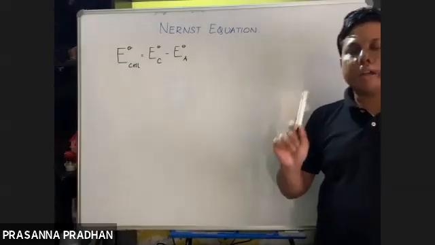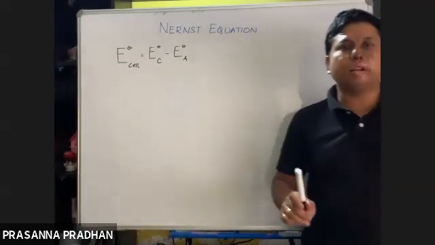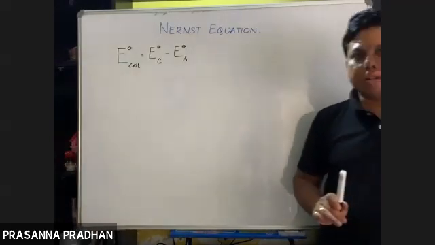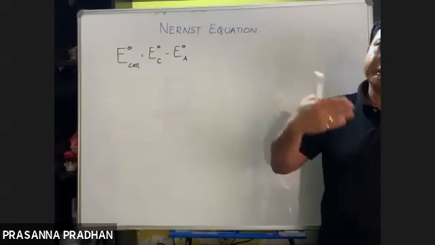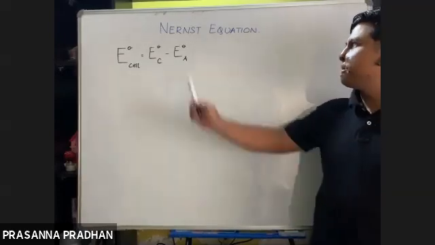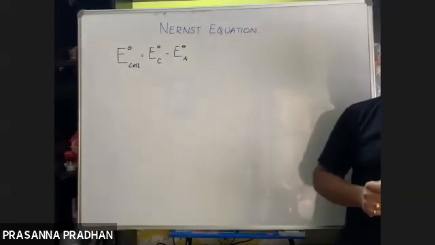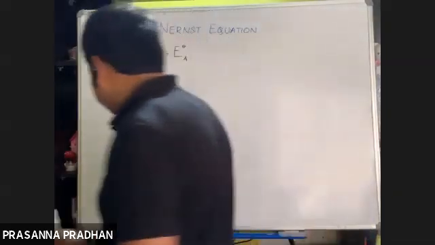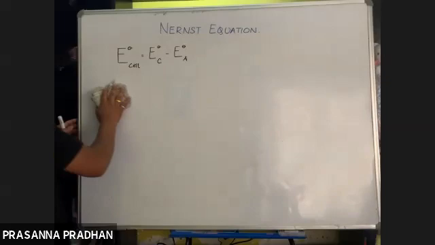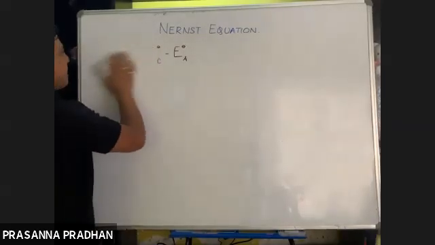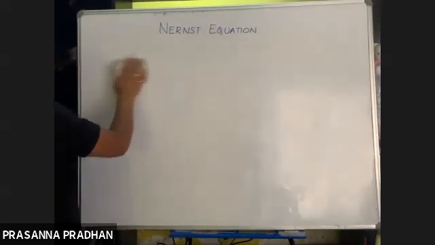So in order to calculate the cell potential under non-standard condition, we need the help of another formula, another equation. And that equation is known as the Nernst equation. So with the help of this Nernst equation, we shall calculate the cell potential under non-standard conditions.